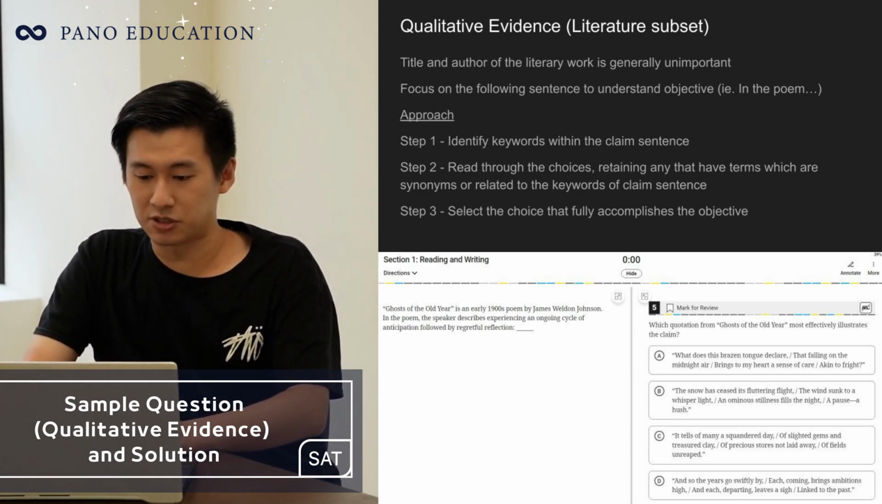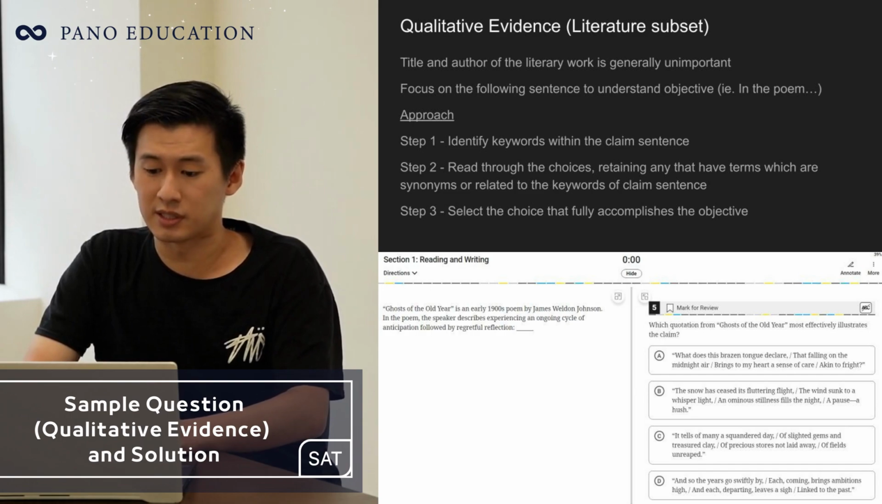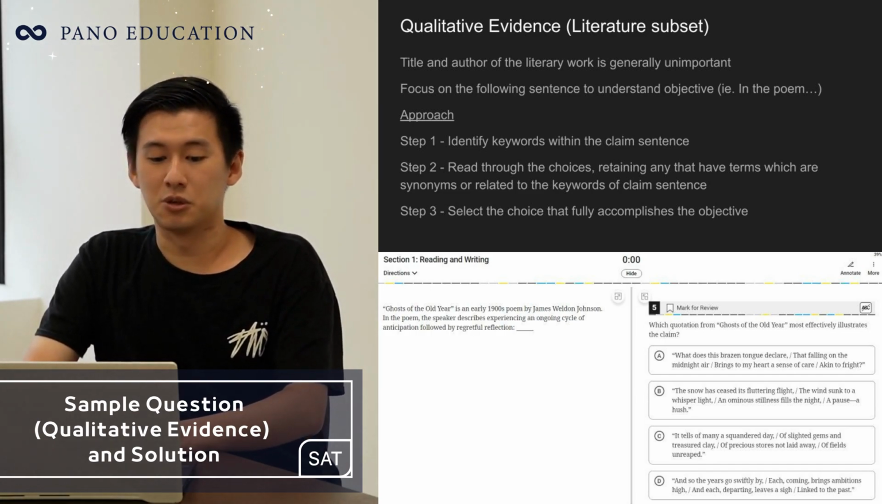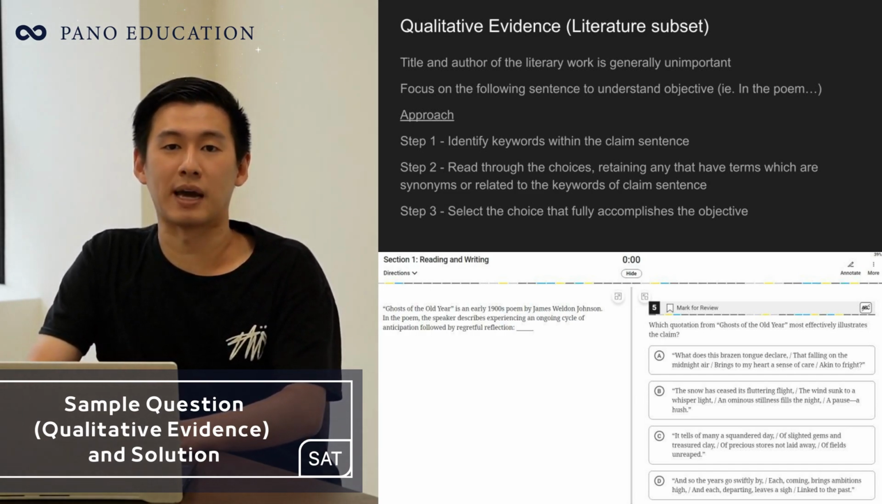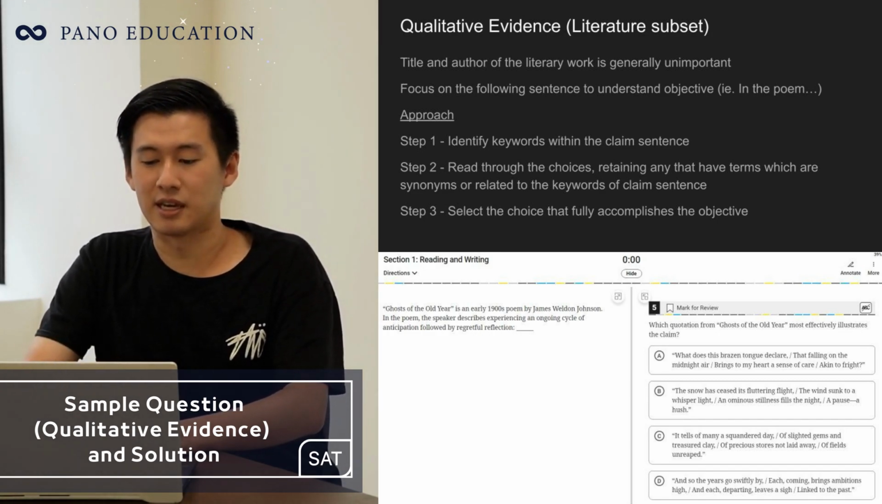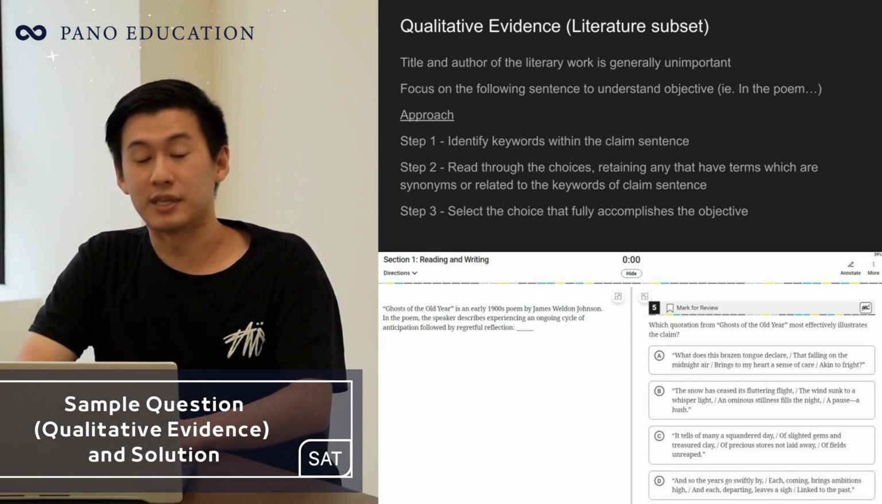So if we look at the last two lines, it says, and each departing leaves a side linked to the past, right? So having a side and looking on the past, this gives us some kind of sadness as they're reflecting, which is what we want to prove. So therefore, D has to be the correct answer here.